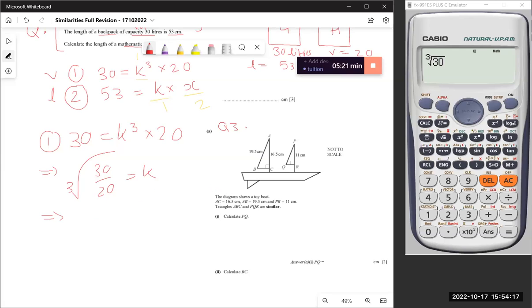So quickly, the value for this is going to be cube root of 20 over 30 over 20, which is 1.1447, something this much. That's long enough. That's K. Now in the second equation, we're going to plug in this value for K. Now Lula, tell me, what do I do after this?